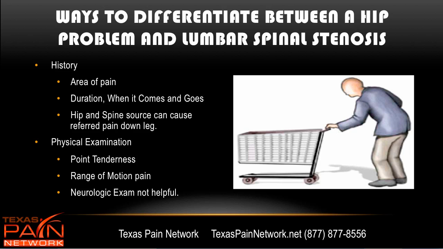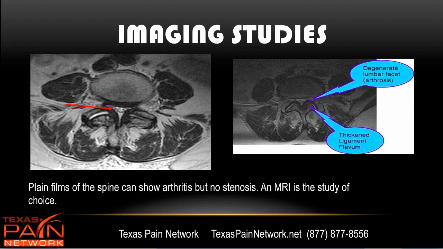So the ways to differentiate between a hip problem and lumbar spinal stenosis, first and foremost, is history. The area of the pain, the duration, when it comes, where it goes. Hip and spine source can cause referred pain down the leg. On physical examination, if you have point tenderness over the hip, then more likely it's hip arthritis. If you have pain with range of motion of the hip, more commonly it's going to be hip arthritis. A neurologic exam is not very helpful. Imaging studies can be very helpful.